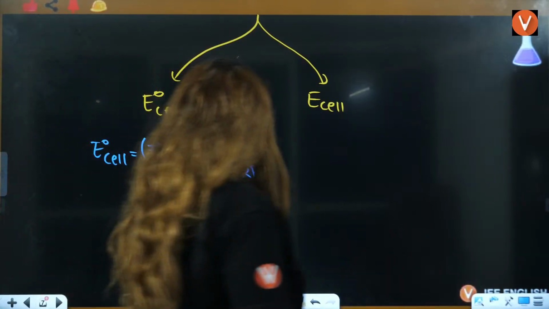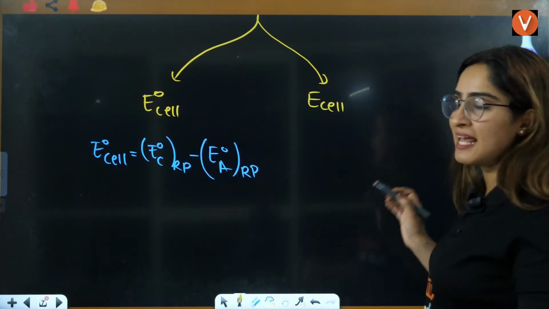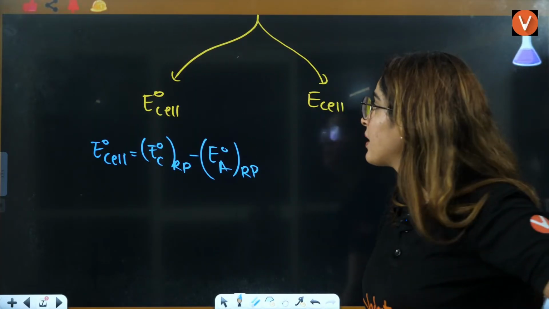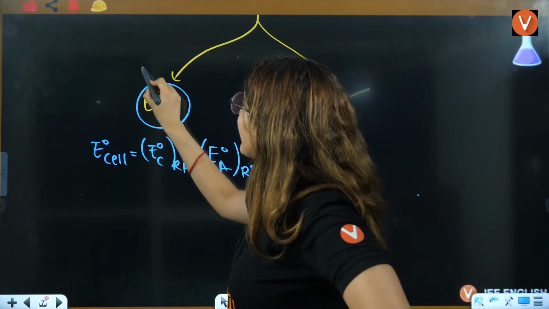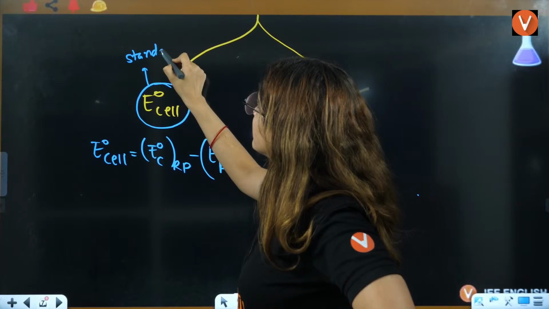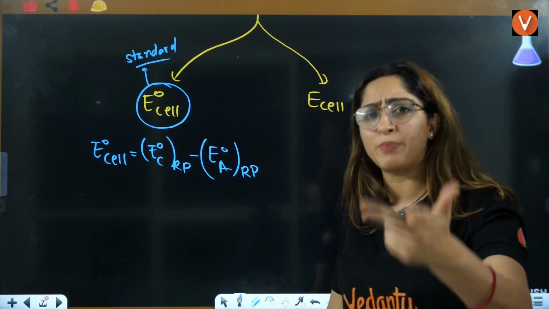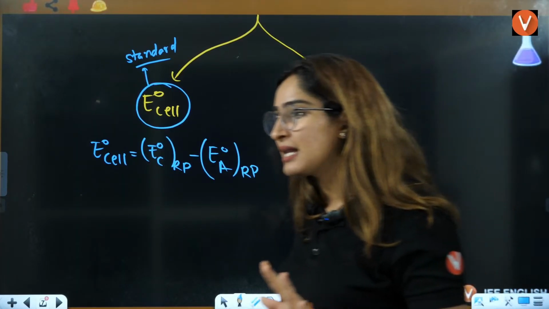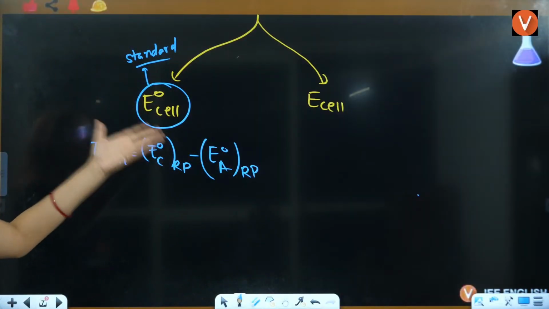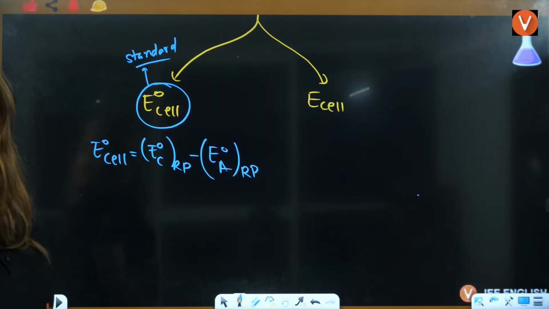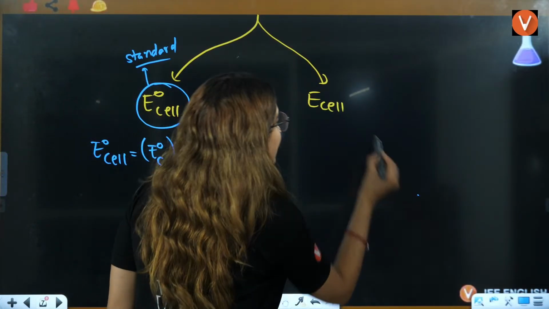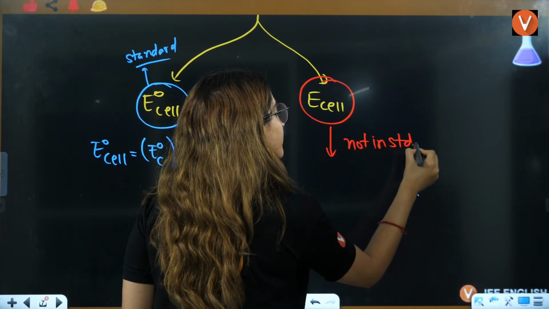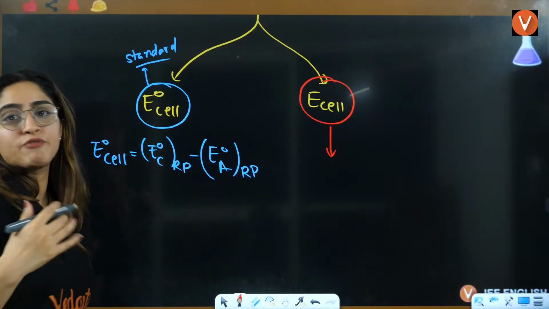But if you talk about E cell, this is not equal to E naught cathode minus E naught anode. Reason: E naught cell is the standard, that means at standard temperature and pressure, what is the value of E naught. That is your E naught cell. So here we can directly say E naught cathode minus E naught anode is your E naught cell. But when you talk about E cell, this is not in standard conditions. This has a different value.